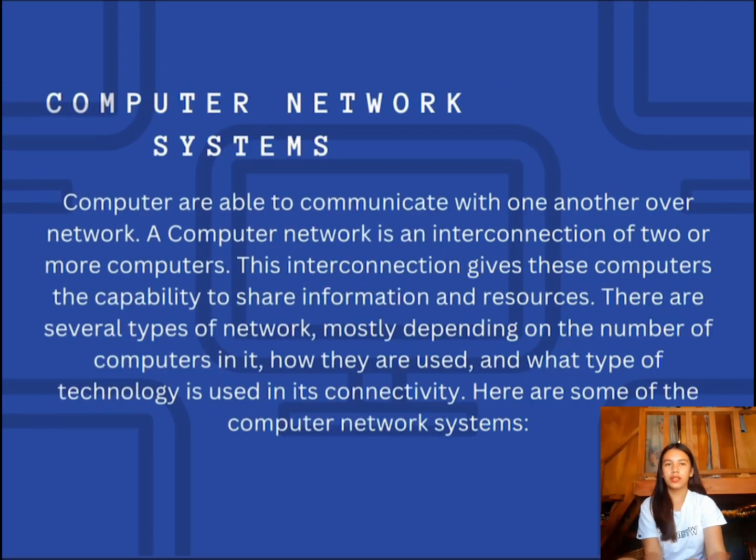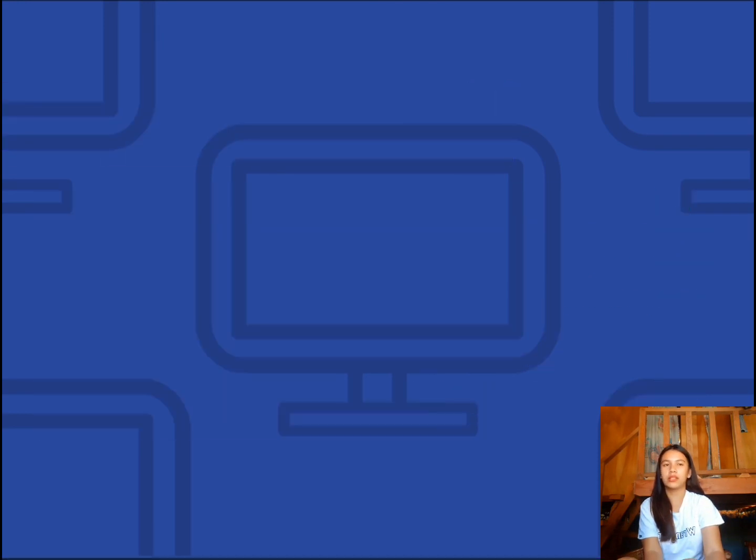Computer network systems. Computers are able to communicate with one another over networks. A computer network is an interconnection of two or more computers. This interconnection gives these computers the capability to share information and resources. There are several types of networks, mostly depending on the number of computers in it, how they are used, and what type of technology is used in its connectivity. Below are some of the computer network systems.